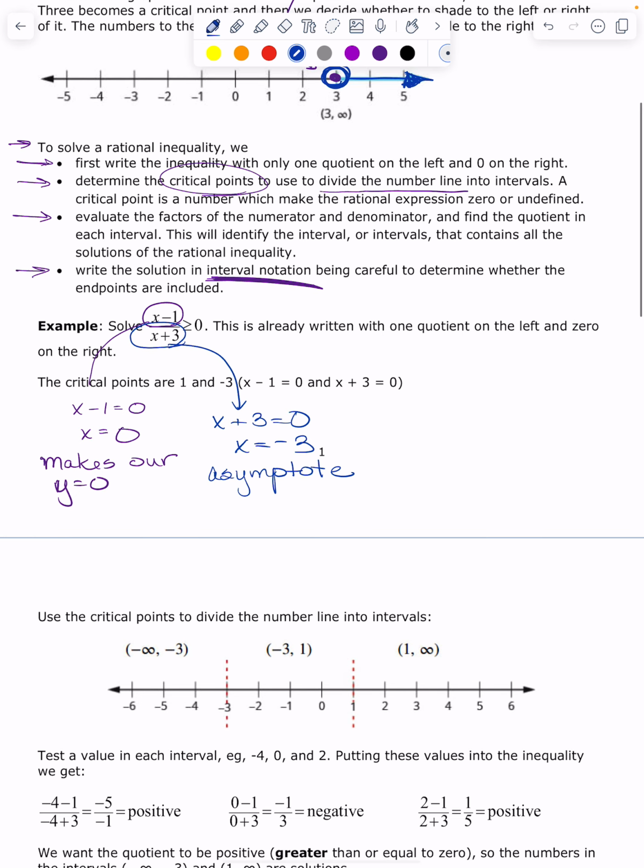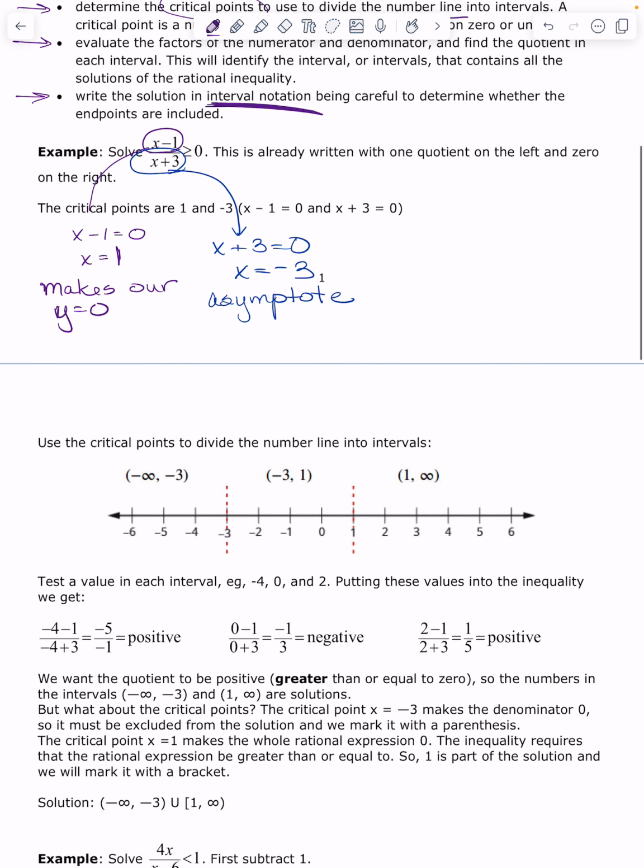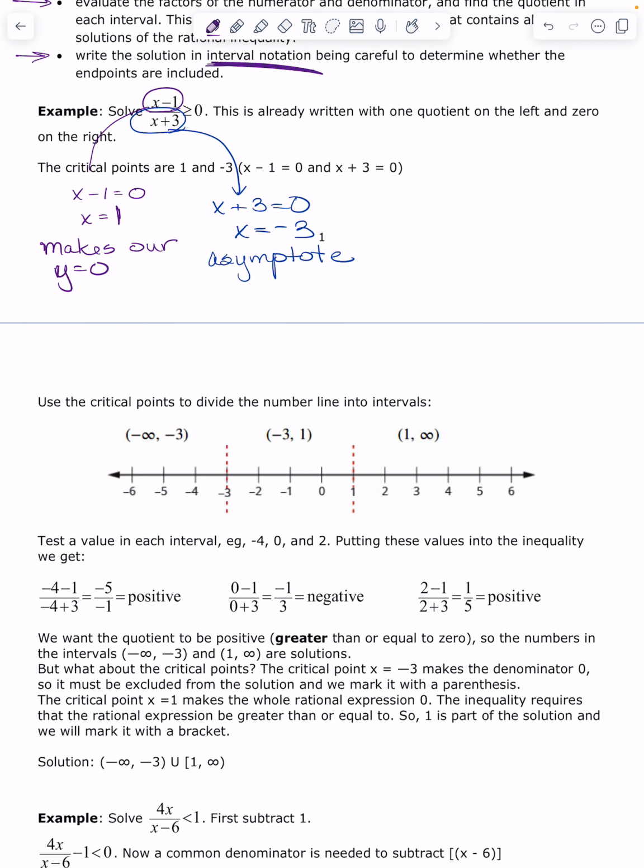Okay. Oops. x, back up. Nobody corrected me here. Erase, erase. I can't always talk and think at the same time. x equals 1. Okay. So notice here we've divided our number line, our real numbers, into 3 intervals.